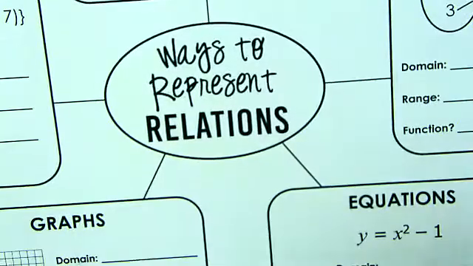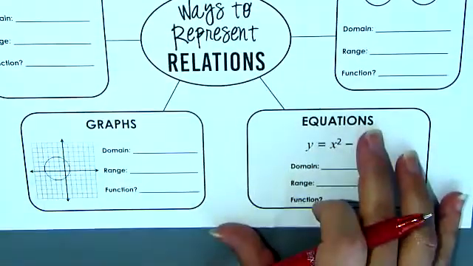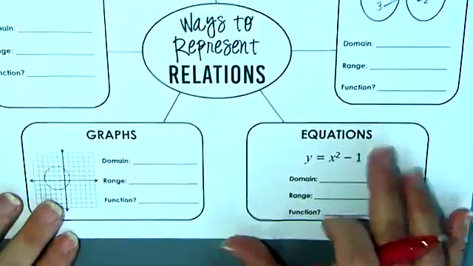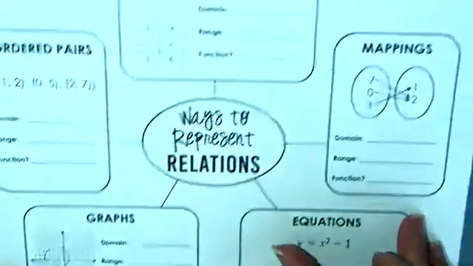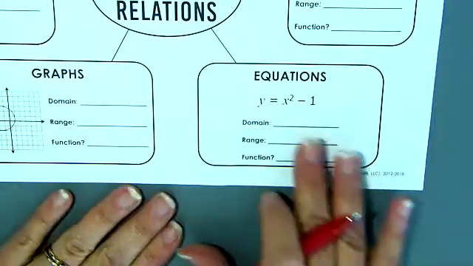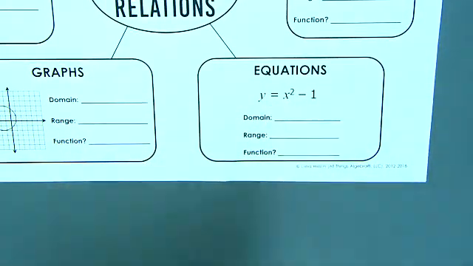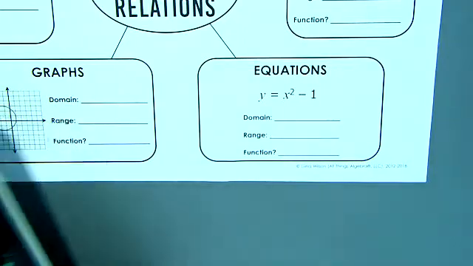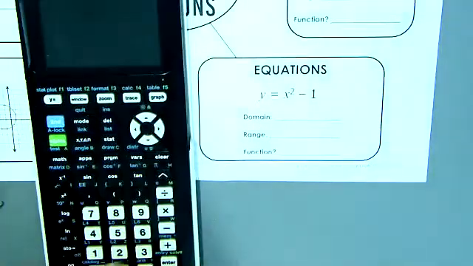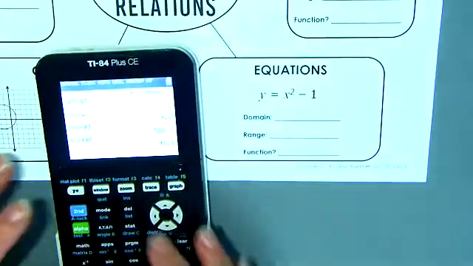Which is where we are talking about the different ways to represent relations. Okay. Most of these you can do. The one that might trip you up that I'm going to do with you is going to be this one down here when it's an equation. Okay. When it's y equals x squared minus 1. One thing that you can do in your calculator so that you can see what that graph's going to be.